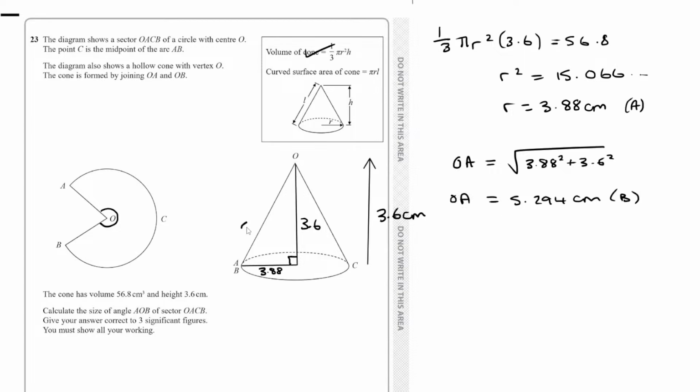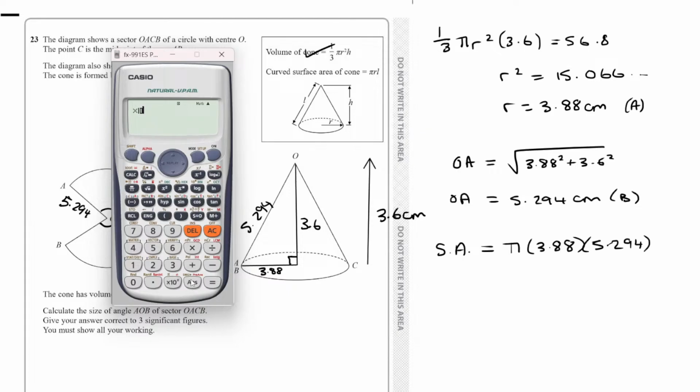Now, that's this side here, but if I've just said OA, it's also the radius of the actual sector, isn't it? So we've also got that at the same time. So we're getting closer. Now I can use this to find the curved surface area, because again, why have they given me the formula unless they want me to work out the curved surface area? So pi times the radius, now obviously the radius of the cone, right? Not of the sector, times by the slanted length, which is 5.294.